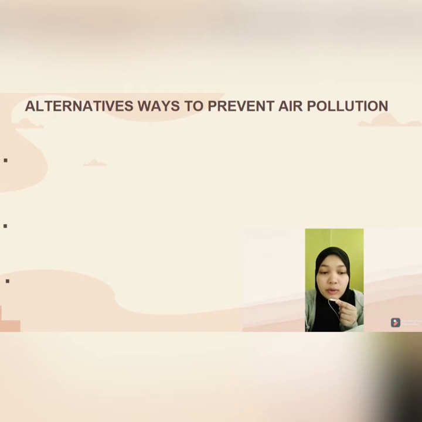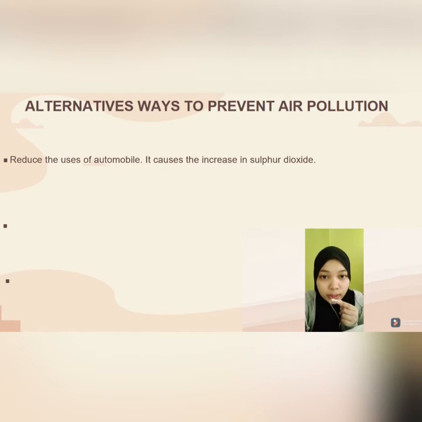So first, reduce the use of automobiles. The making of gasoline requires burning coal and oil, which will increase the sulfur dioxide in our environment. So it is harmful for our environment. Another way to reduce the use of automobiles is, one, ride public transport, and second, use alternative fuels. Alternative fuels are cleaner than gasoline, so they are safer for the environment.